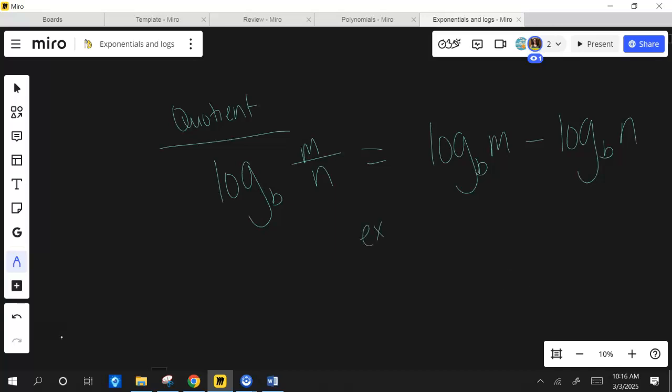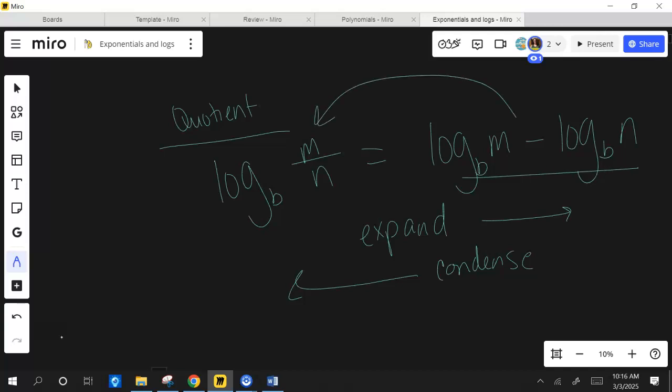Expanding goes this way. Condensing goes this way. In other words, if you start here but you end up here, you've condensed. And if you go from left to right, you have expanded. I just wanted you to see the expanding. If you write multiple logs, you've expanded. If you just write one log, you've condensed.